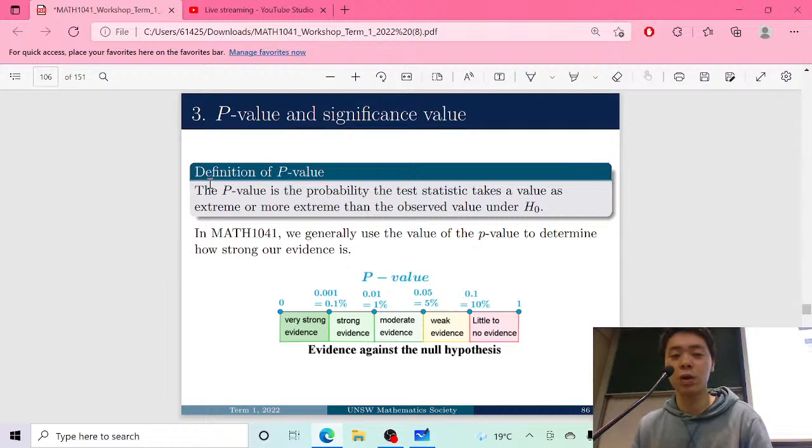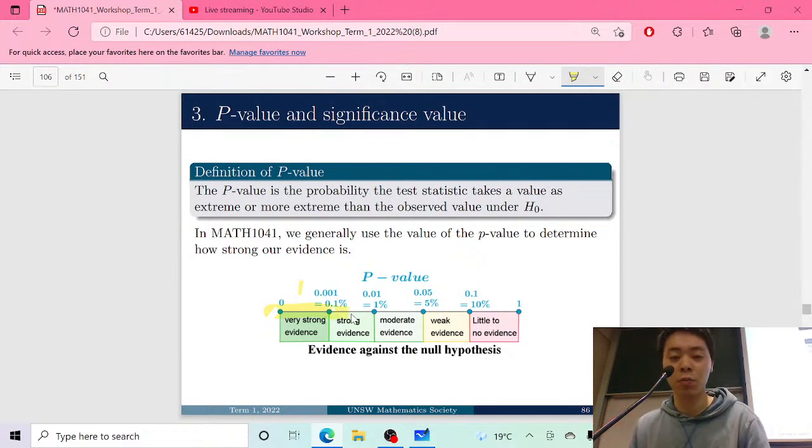So we're going to use the test statistic to come up with a p-value. And in MATH1041, we typically just use this table here to figure out how strong the evidence is. The smaller the p-value, typically the stronger the evidence against the null hypothesis. You can see that here, 0 up to 0.1%, it means it's very strong evidence, which means that we typically want to reject the null hypothesis.